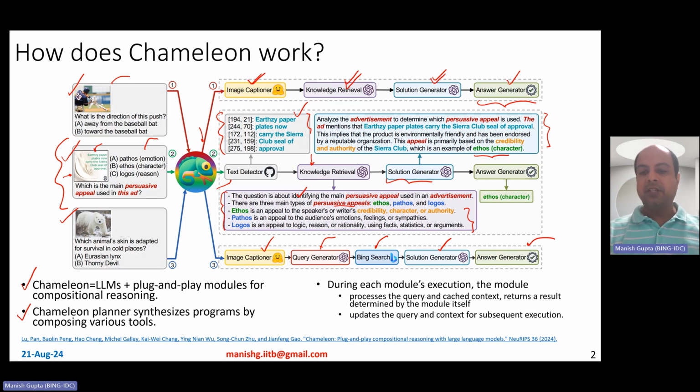Okay. So during each module execution, the module first processes the query and the cached context. Cached context means anything that has been generated so far. Okay. And it returns a result determined by the module itself, what kind of result it should return. Okay. And then it, of course, updates the query. So some of those modules will update the query. Some of those modules are going to update the cached context in that sense.